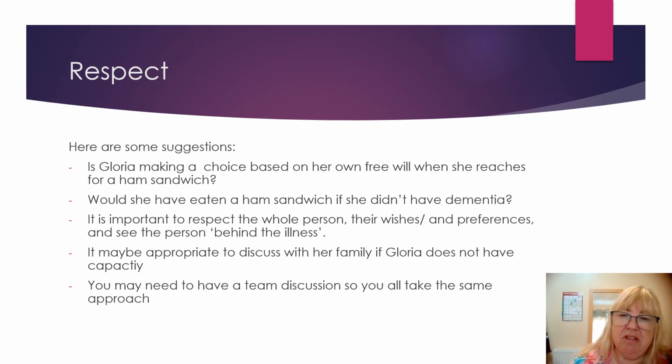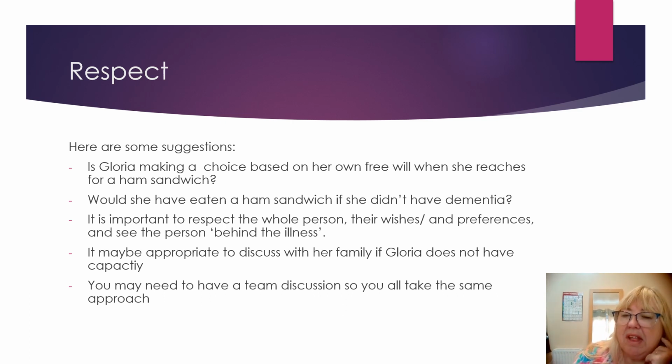So here are some suggestions. Is Gloria making a choice based on her own free will when she reaches for a ham sandwich? All of these you might need a team discussion about. So you've got to say, what do you see when she goes for the sandwich? Is she not thinking? Is she, if you've got them out, is she choosing the ham one? Would she have eaten that ham sandwich if she didn't have dementia?